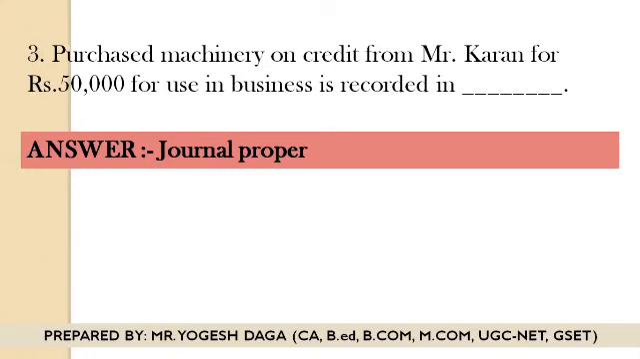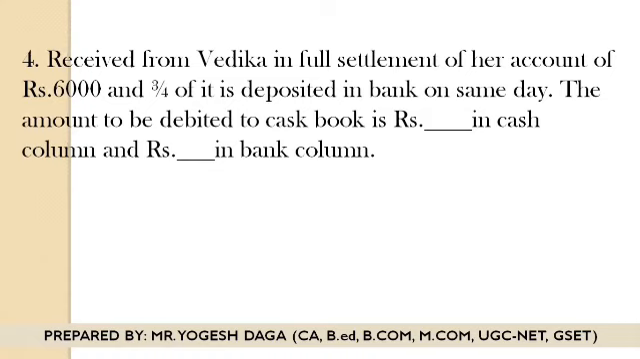Okay, so here is the next question. Fourth question. Received from Vedika in full settlement of her account rupees 6,000 and 3/4 of it is deposited in the bank on the same day. The amount to be debited to the cash book is rupees dash in the cash column and rupees dash in the bank column. Now students, just pause this video and guess your correct answer and then resume this video and see the answer. Since 6,000 has been received from Vedika and out of that 3/4 has been deposited into the bank on the same day. So how much will the bank get?